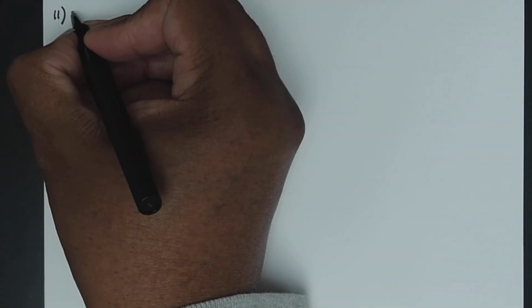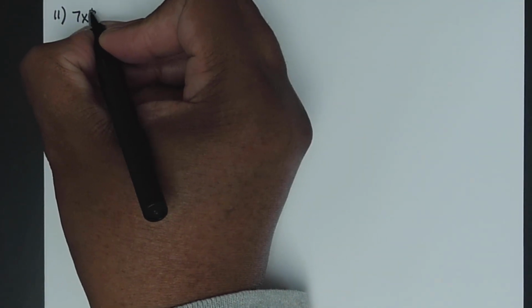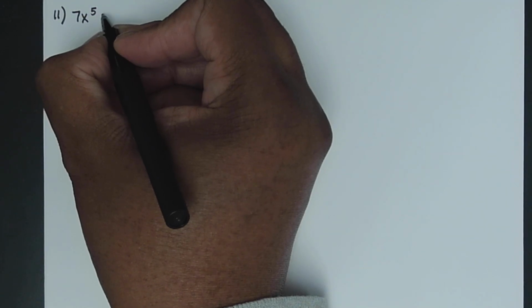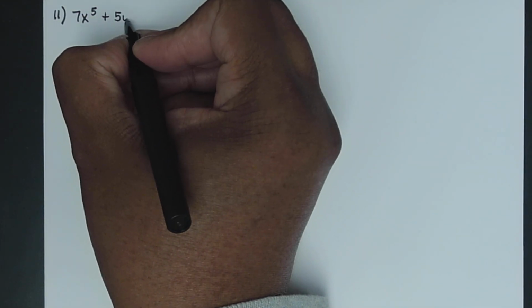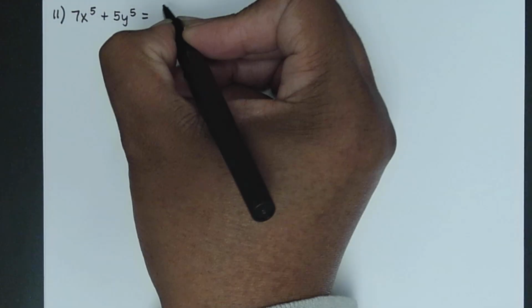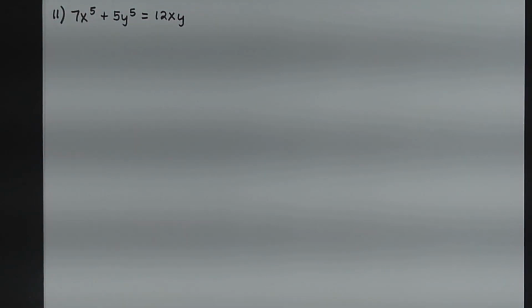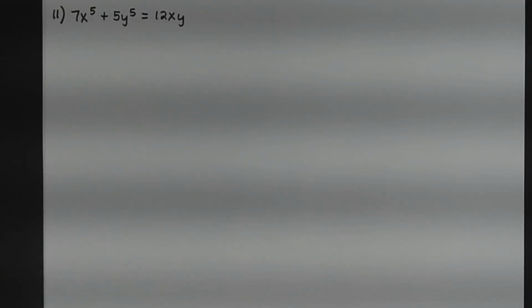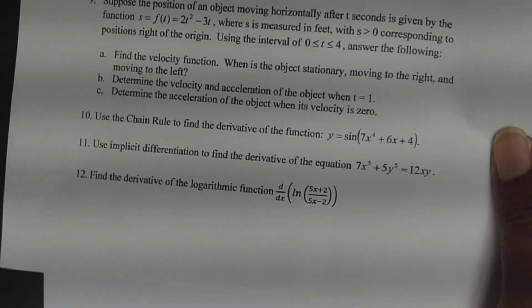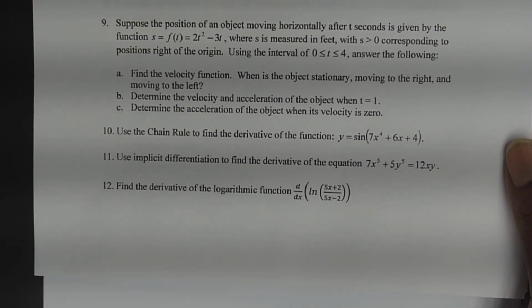Use implicit differentiation to find the derivative of 7x to the fifth plus 5y to the fifth equaling 12xy. Okay. So number 11, we're using implicit differentiation here. In this case, every time we take the derivative of y, we have to include dy/dx in it.